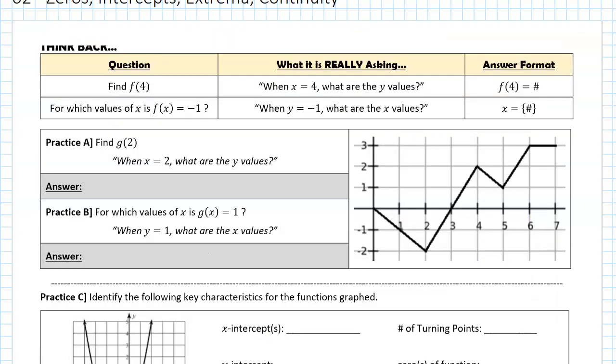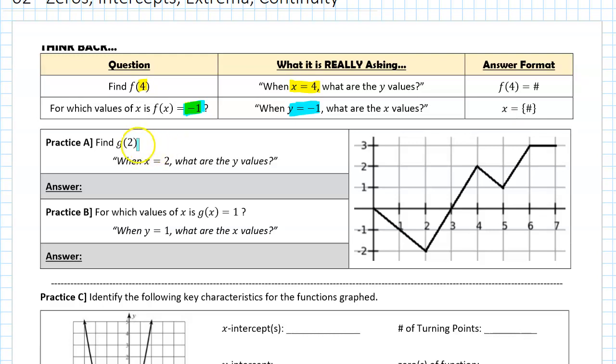Remember, back in Algebra 1, we were asked to identify and find f of 4, and for which x values f of x is equal to -1. These questions were really asking: f of 4 meant when x was equal to 4, what was the y value? And we answered f of 4 is equal to, and we gave our y value as an answer. For which values of x is f of x equal to -1? What we really were doing here is giving you the y values and asking you for the x values. So we answered x is equal to, and we put our answers in little curly brackets.